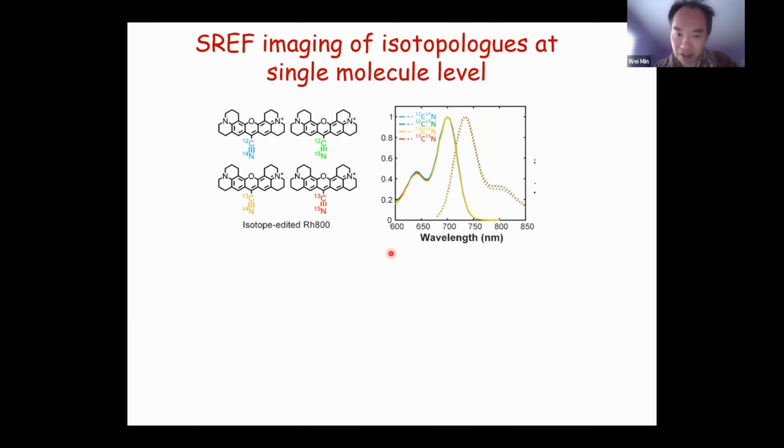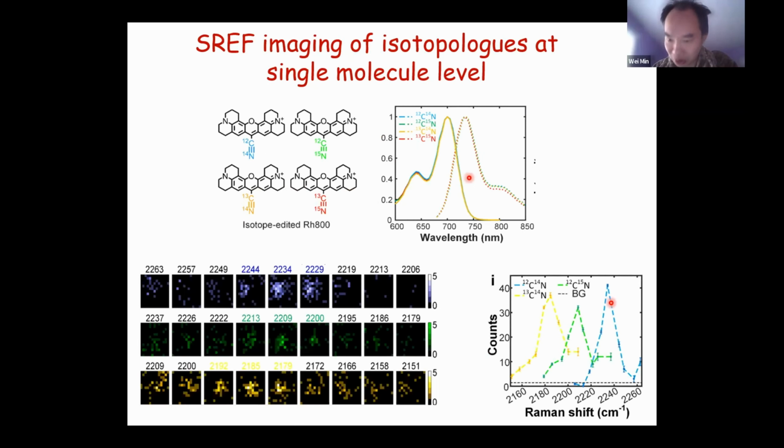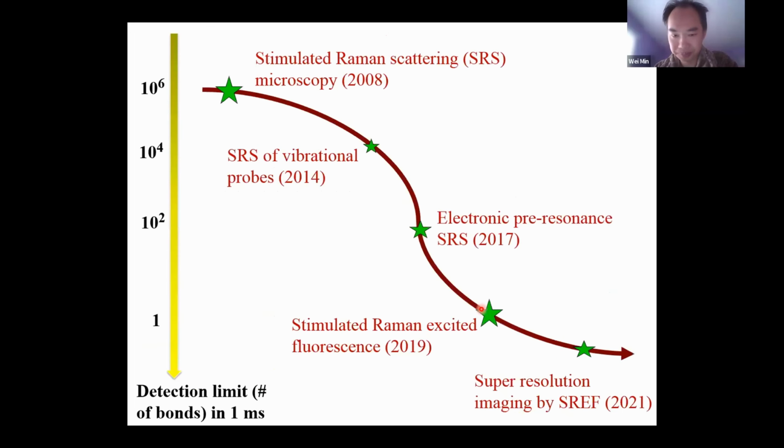We even did isotopes. We used different isotope doping to show how we can fine-tune the peak. If you look at absorption and fluorescence, isotopes don't change it, as we expected, but you can see the difference in the stimulated Raman excited fluorescence. There, the different isotope-edited versions have different peaks. So again, this proves we are looking at a Raman transition through fluorescence. So that's single molecule.